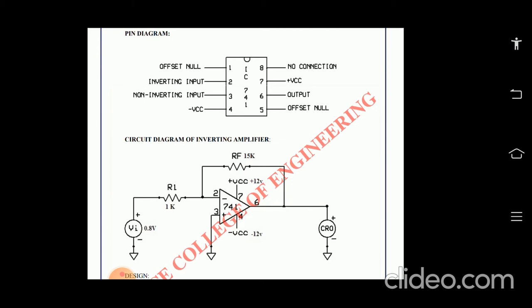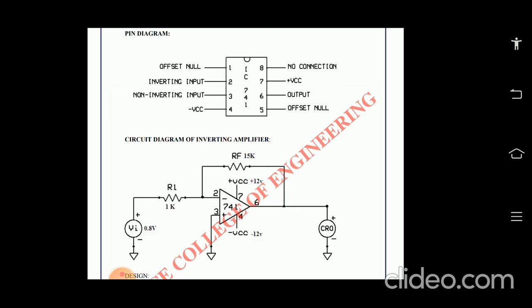The output voltage will be fed back to our inverting input terminal through the RF to R1 network. Here your RF indicates your feedback resistor. Then your output voltage is to be calculated. Okay, we need to observe the output voltage at the pin of our IC741. So here CRO will be connected.